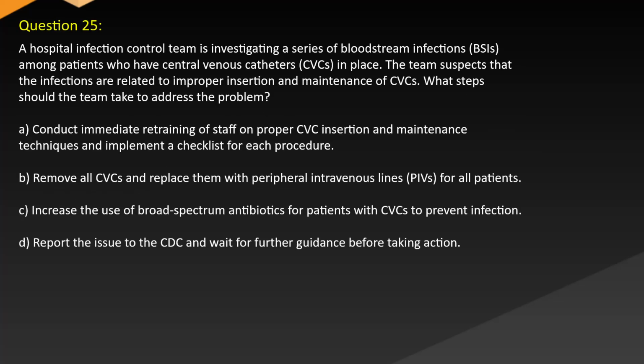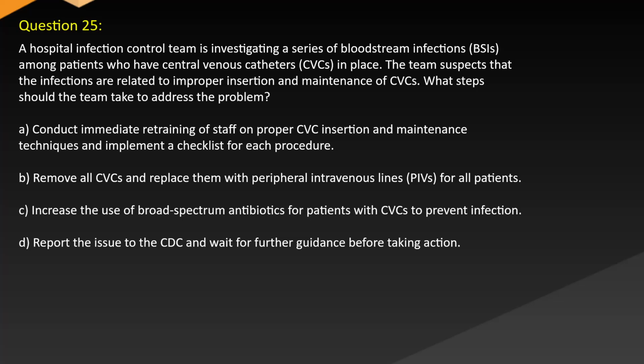Question 25. A hospital infection control team is investigating a series of bloodstream infections (BSIs) among patients who have central venous catheters (CVCs) in place. The team suspects that the infections are related to improper insertion and maintenance of CVCs. What steps should the team take to address the problem?